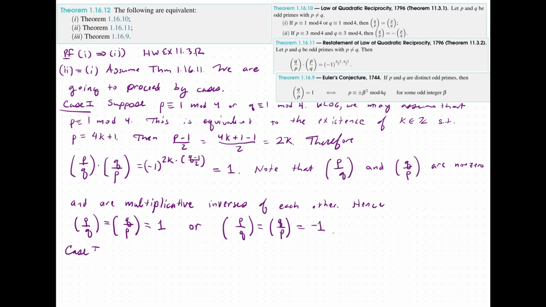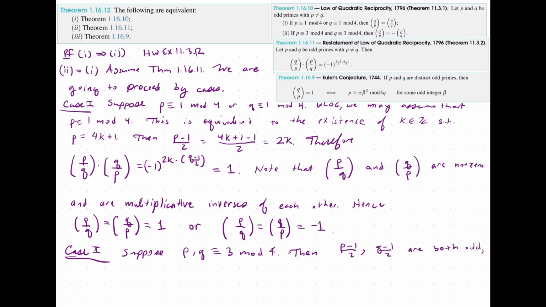And now let's do case 2. For case 2, we're going to suppose that p and q are both congruent to 3 mod 4. So we have that both of these are congruent to 3 mod 4. Then (p minus 1) over 2 and (q minus 1) over 2 are both odd.